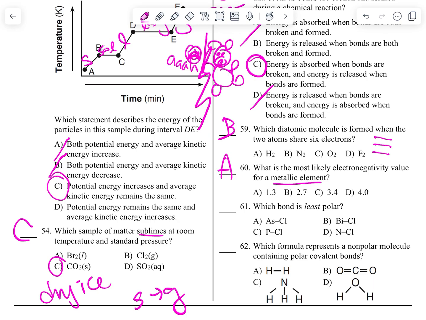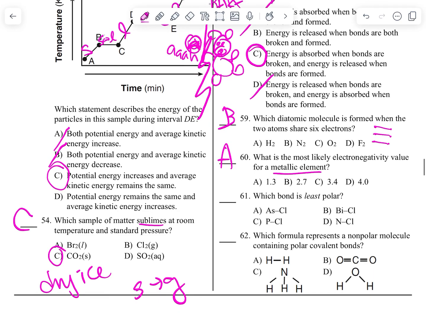What is least polar? So this is electronegativity difference. I am not going to turn to Table S on the screen. I'm just going to go to Table S on my actual reference table. I'm going to see that chlorine is 3.2 for all of these. Arsenic is 2.2. So the difference is 1. Phosphorus is 2.2. So the difference is 1.